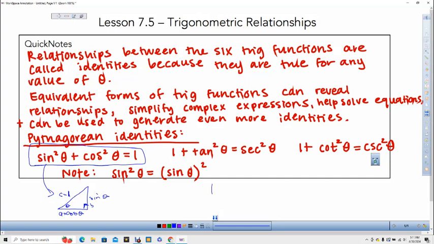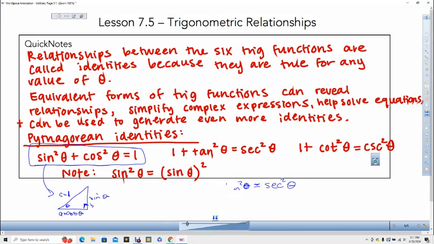So we've got 1 plus tangent squared theta, and guys, notice that all these are squared. None of them are single. So it's not 1 plus tangent equals secant. That is not an identity. There are instances where that's true, but they're few and far between. All right, so 1 plus tangent squared equals secant squared.